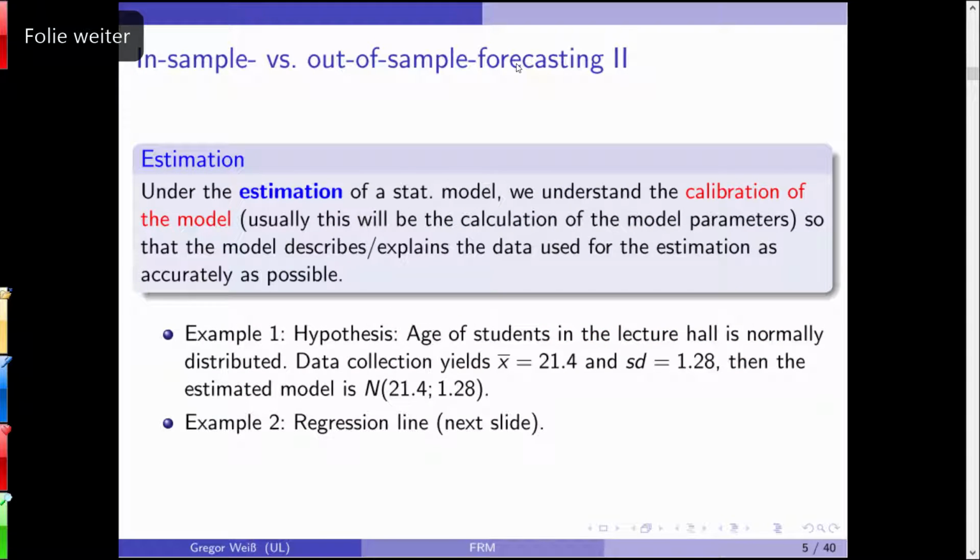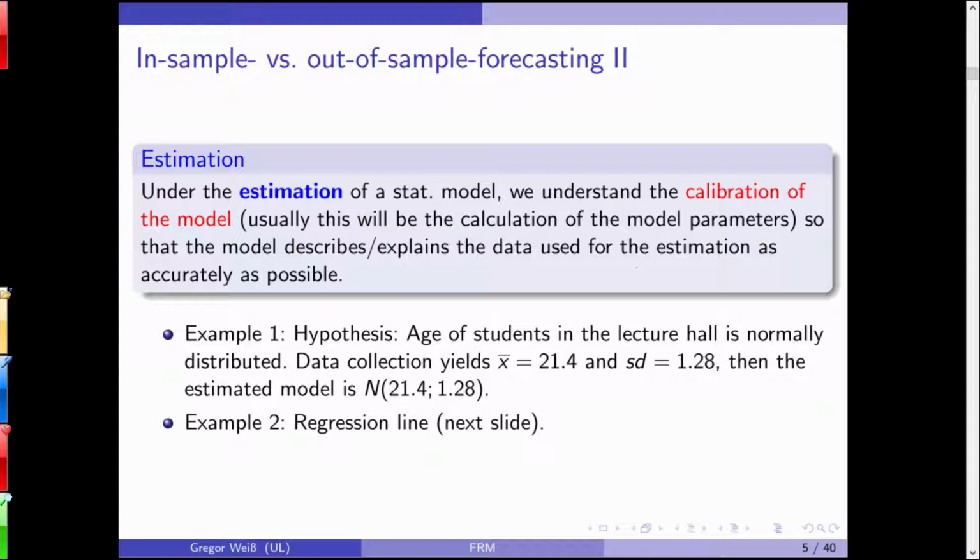What does this mean? First of all, let's be clear about the word estimation. Schätzung in German. Estimation means we take the model to the data and we calibrate the model using all the data that is available, and we hope that our parameters are calibrated in such a way that the model fits the data best.